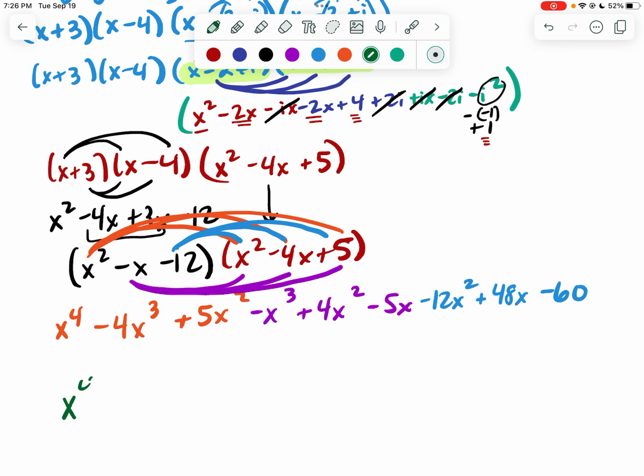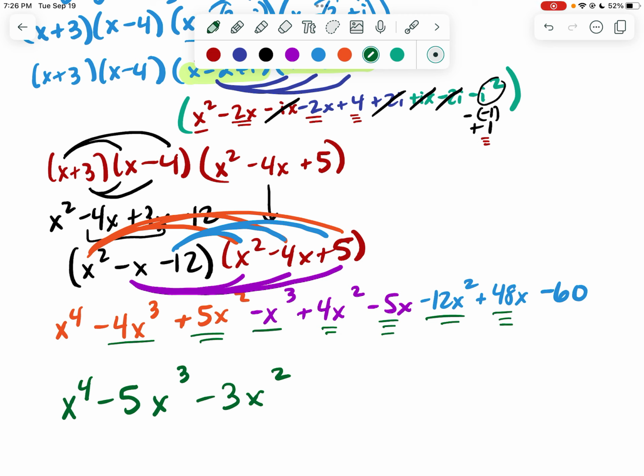So I have an x to the 4th. As far as x to the 3rds, let's see, I have negative 4x to the 3rd minus x to the 3rd, so that's minus 5x to the 3rd. For squareds, I have 5x squared, 4x squared, and negative 12x squared. So 5 plus 4 is 9. 9 minus 12, that's minus 3x squared.